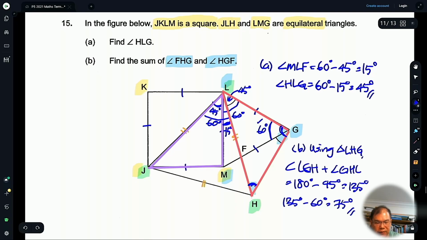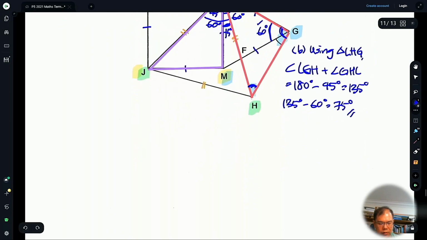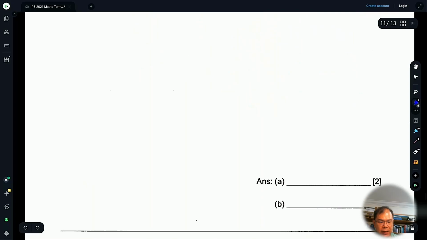For part A it's 45 degrees. And there are other ways of doing it, maybe something less complicated, but this is just one solution. So first, part A, finding angle HLG, the answer is 45 degrees. And finding the sum of angle FHG and angle HGF is 75 degrees.